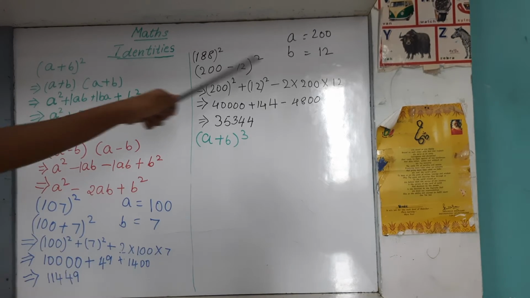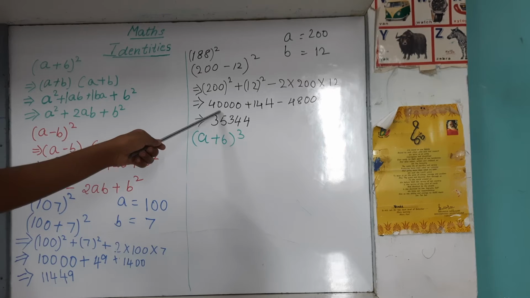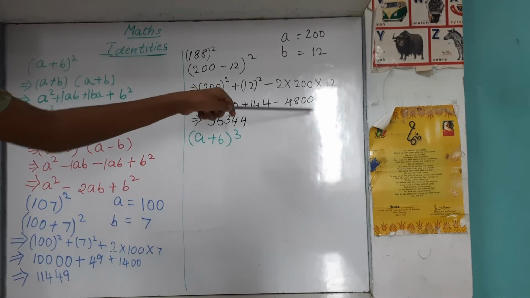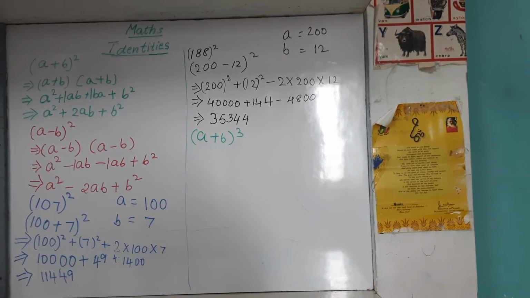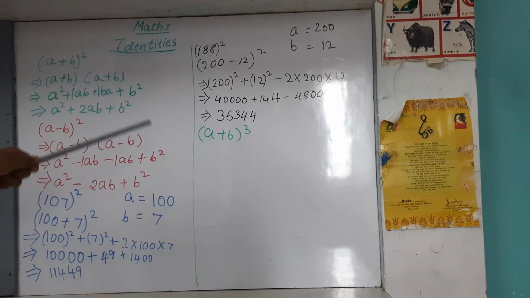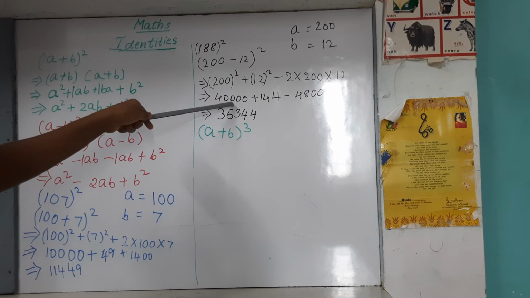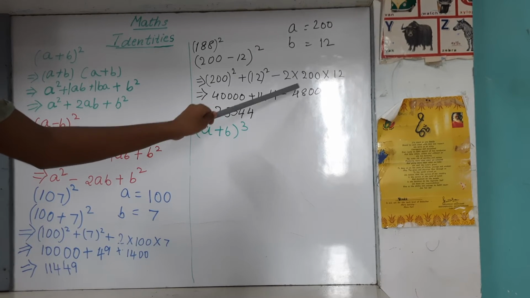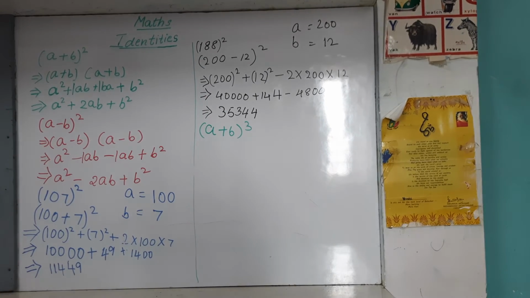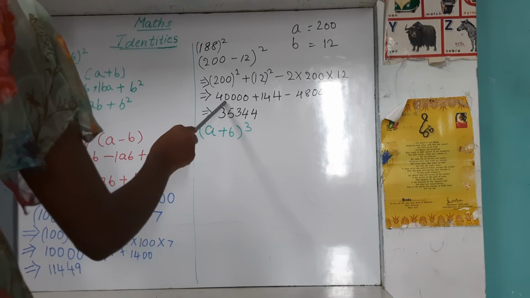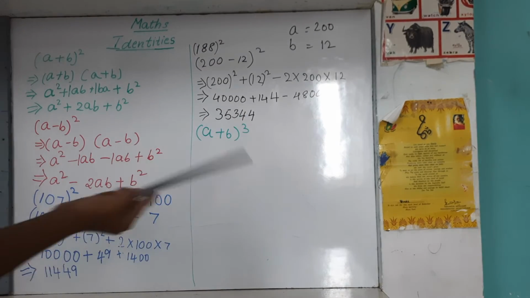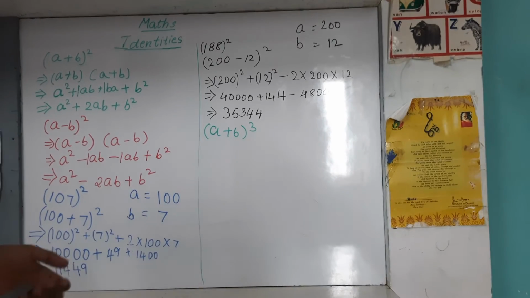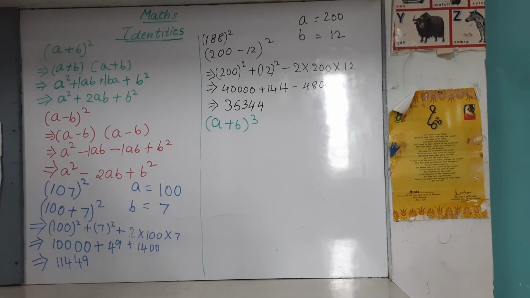So 200 into 12 minus should be that. 40,000 plus 144 minus 480. So we have 40,000 plus 144 minus 4,800. And here we have to add this, so you'll get 40,144 minus 4,800. It is easy to calculate and the answer is 35,344.